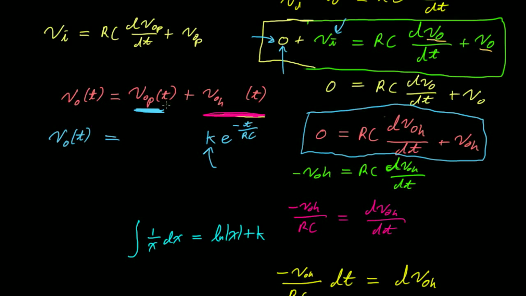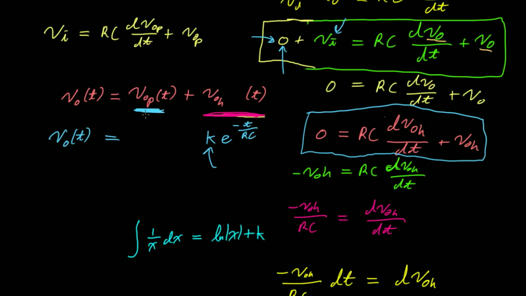If having a homogeneous solution and a particular solution is confusing to you, it would be a really good idea to check out the Khan Academy resources on differential equations, because Sal goes over solving differential equations in much more detail and does a better job than I'm going to do here. But anyway, we already got our V out homogeneous. So now we have to get our V out particular.